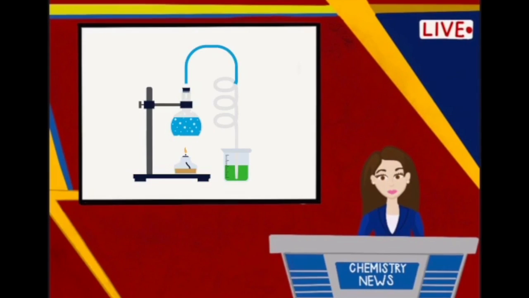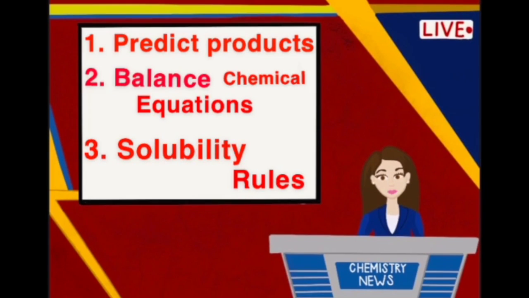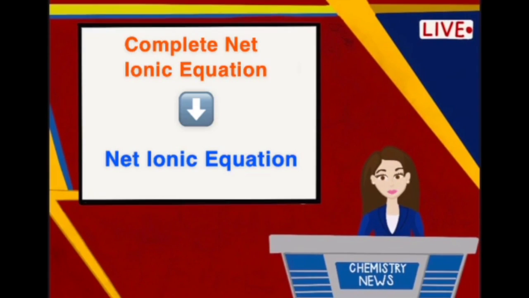To be able to write a net ionic equation, you must be able to predict the products by knowing the type of reaction and how the ions are exchanged to form the products. You must know how to balance a chemical equation, and you must know the solubility rules. Knowing these will allow you to find the complete net ionic equation and then the net ionic equation.